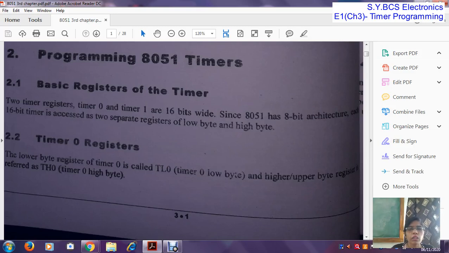Good morning, students. In the previous lecture, we saw timer programming in 8051. So now in this lecture, we will see the basic registers that we use in timer programming. So what are the basic registers?